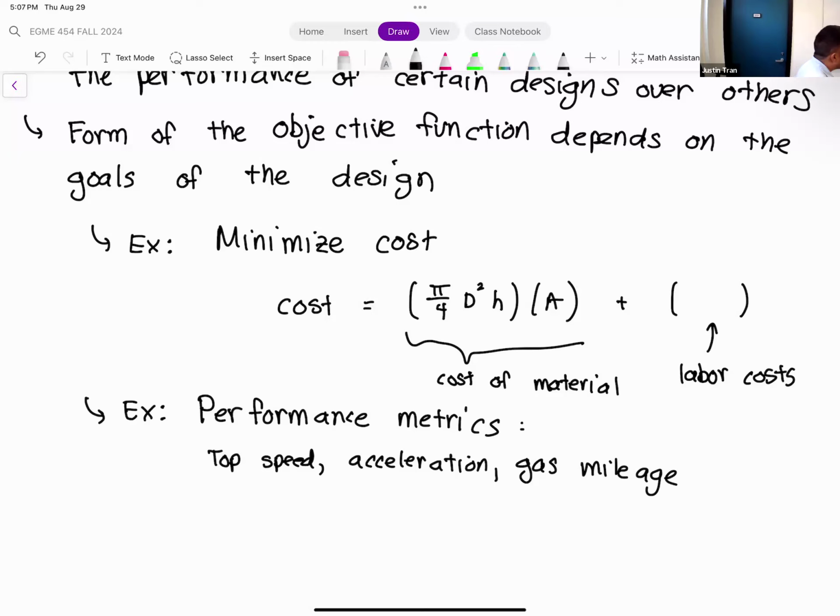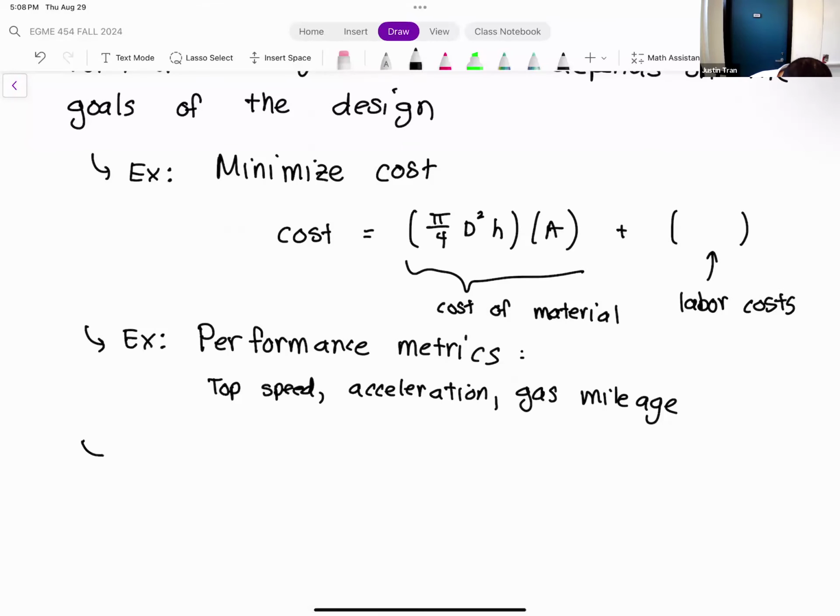All of these can get factored into the objective function in some way, because if those are important goals for your design. So say you work for Ferrari or something like that, and you want to maximize these things. These are important metrics for you to know. Right. So performance metrics, of course, are things that you want to maximize.